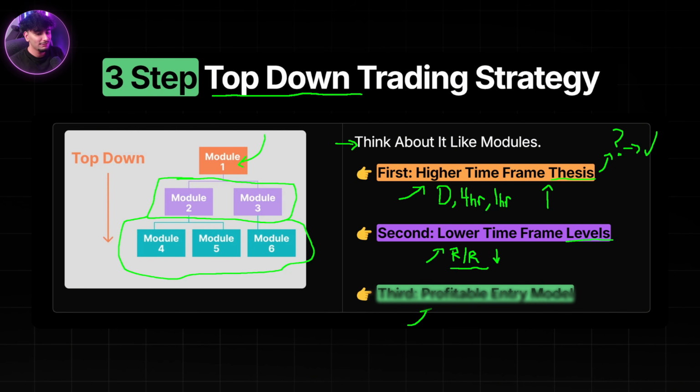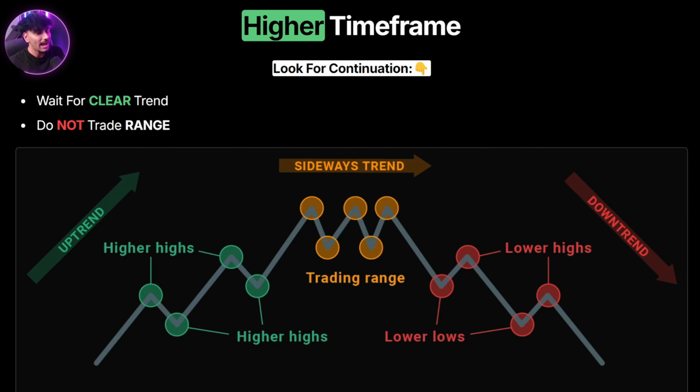And then finally, for step 3, all we have to do is enter the trade using a profitable entry model. Now, I have so many videos on this channel talking about my exact profitable entry model that I use every single time with multiple different setups that I trade as well. So after this video, you can go and watch an in-depth video of my exact profitable entry model. But with this being said, how do we create a higher time frame thesis?